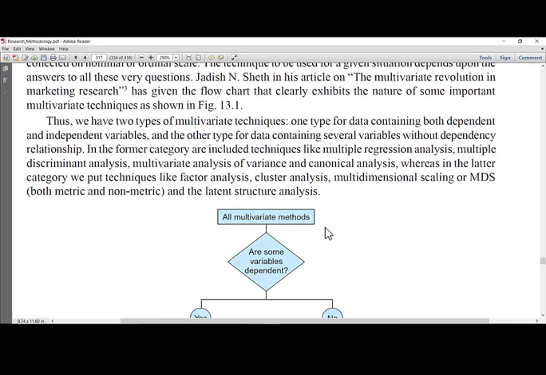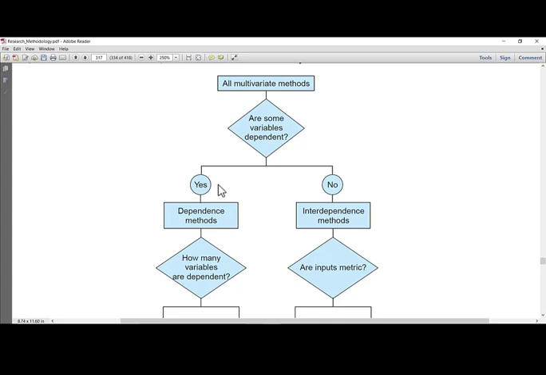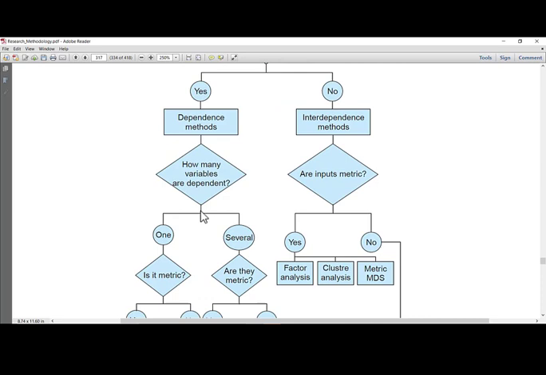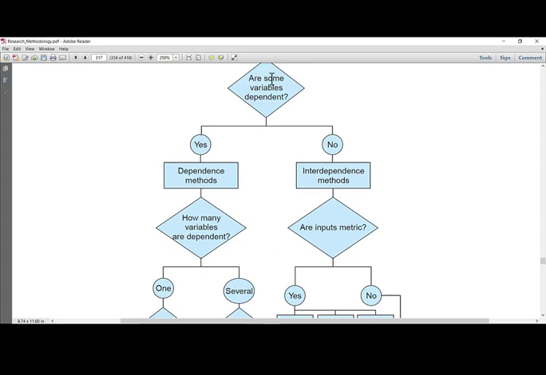Here you see, all multivariate methods: are some variables dependent? If the answer is yes, then dependence methods. How many variables are dependent? If there is one variable dependent, you see we have here multiple regression. Please understand this one. And if there are several variables dependent, then you can see here we have multivariate analysis of variance. And now coming to this side, are some variables dependent? No. That means interdependence methods.